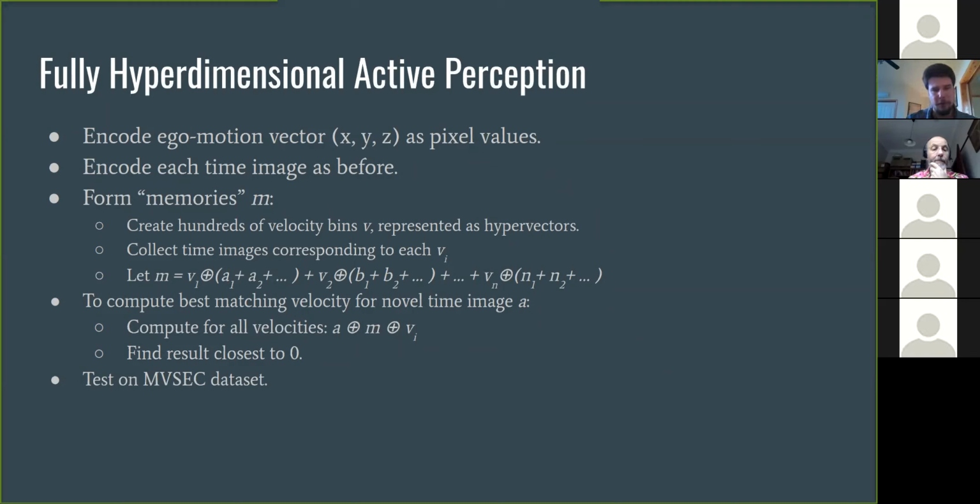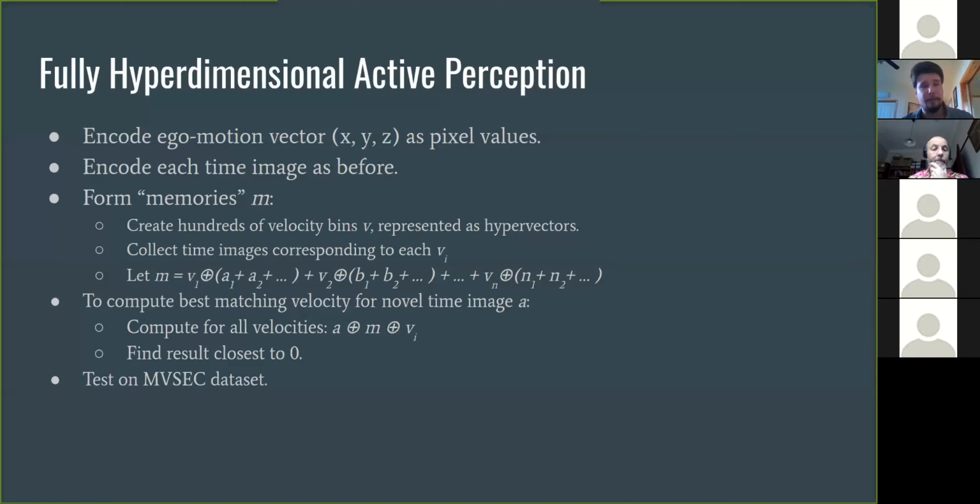And from this, we form a memory vector called M, which consists of memories. These memories are basically the time image that it experienced for this ego motion. Because velocities are continuous, we made a very discrete number of bins and said, anything that falls within this bin is going this velocity. The memories themselves were formed by just aggregating the hypervectors experienced for a particular ego motion, denoted by a corresponding identification vector V. And then we just aggregated all those, and that was our memory.